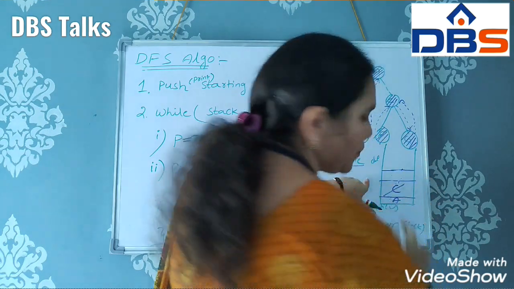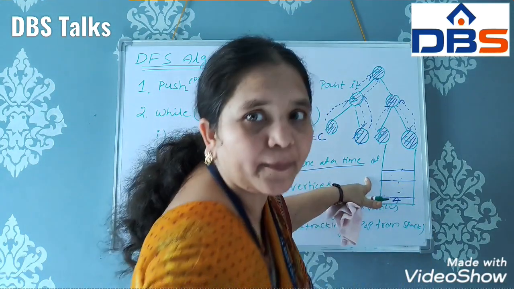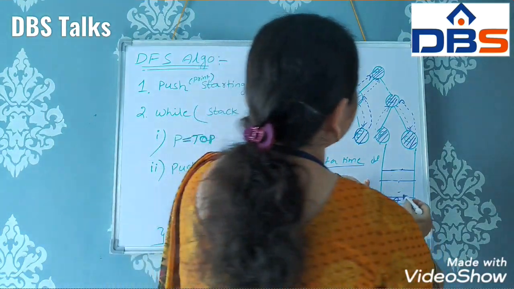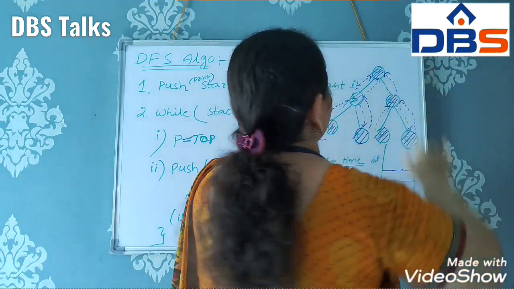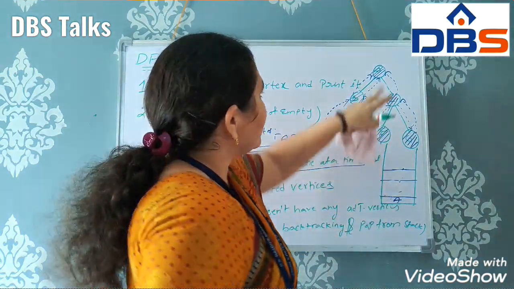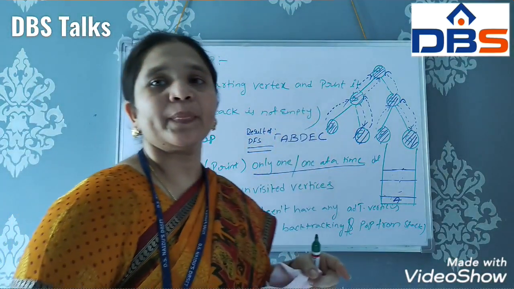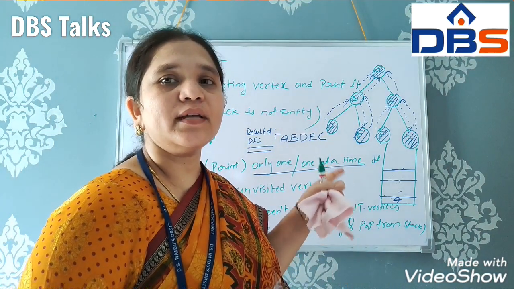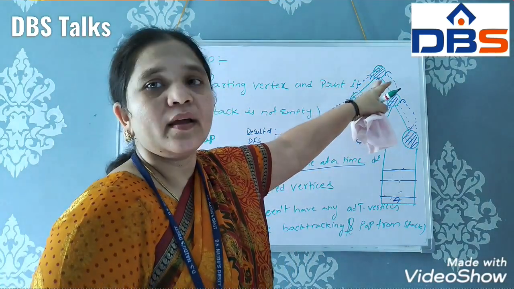Then we can pop C from the stack. Then what do we have to do? Next, from C we can perform the backtracking. What is the last one? A. A is already visited. Any unvisited vertices for A? No, all are visited vertices. So there are no unvisited vertices for A.